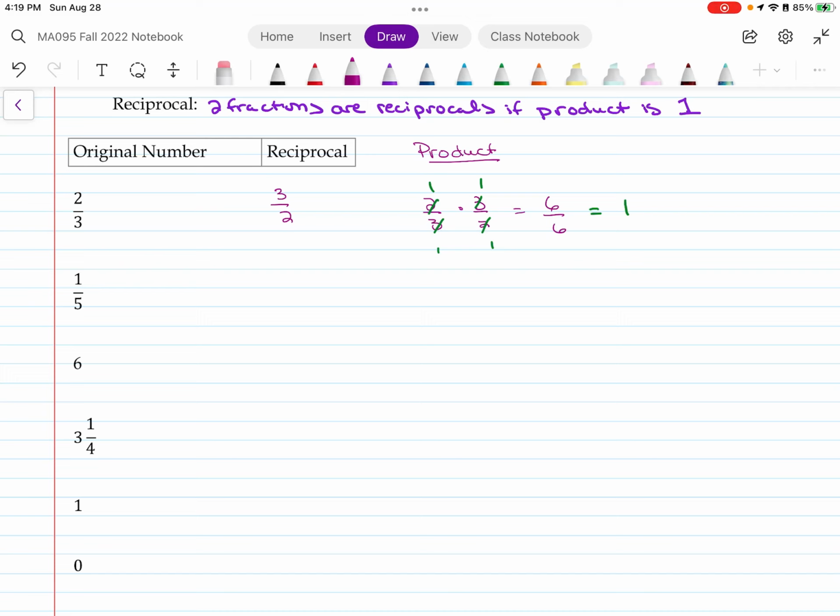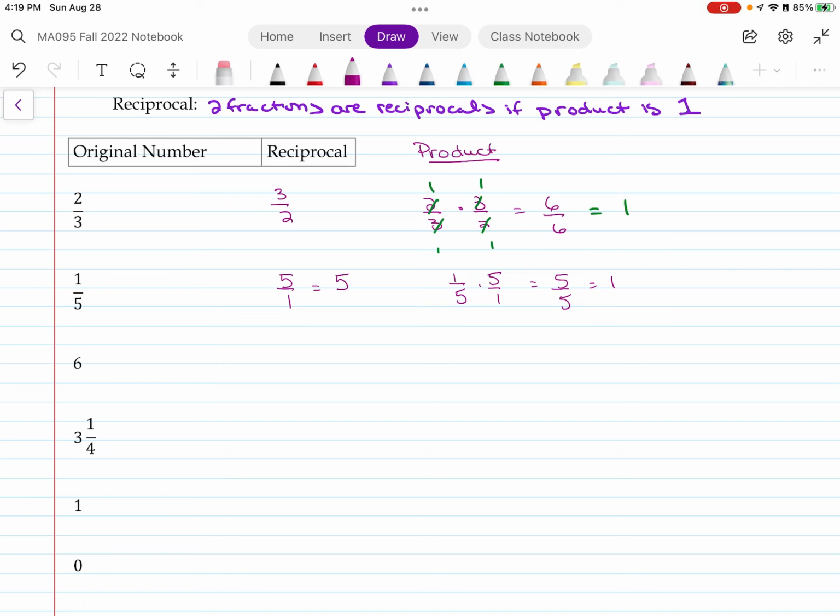Okay, so if the original number is 1/5, the reciprocal is 5/1, or just 5. We don't write 5/1, we write 5. But you have to know that that means 5/1. So 1/5 times 5/1 is just 5/5, which is 1. Or you can think of it as everything canceling.